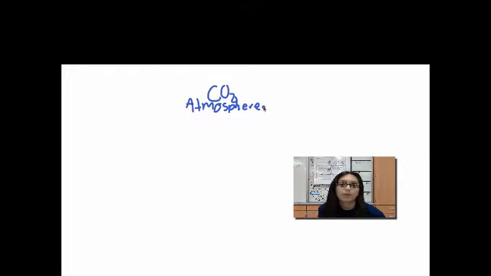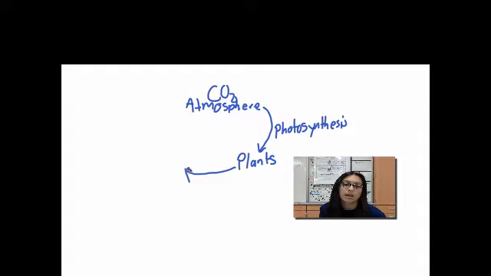So, during the process of photosynthesis, plants bring carbon into the carbon cycle. We're going to write plants right here. Okay, so plants bring carbon into the carbon cycle. From there, plants are eaten by animals. Okay, and when animals eat plants, we call that consumption. They consume them.